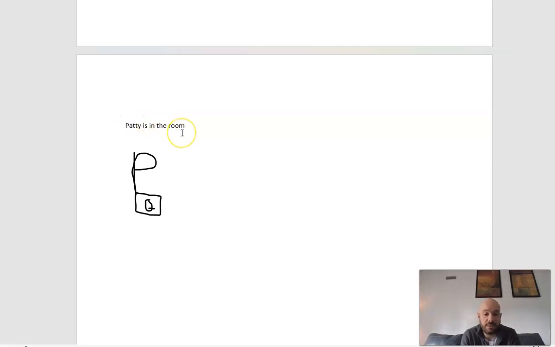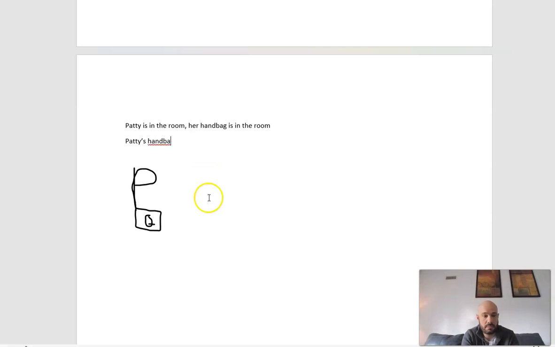Well, from this fact, if you know this, then what does that tell you about Patty's handbag? Well, then, right? Now, what if I said to you that Patty's handbag is not in the room, instead of in the room? Right? So if Patty's handbag is not in the room, then what do you know about where Patty is?